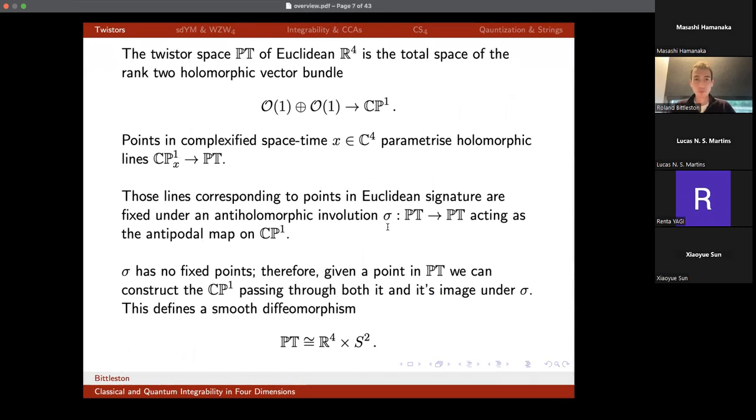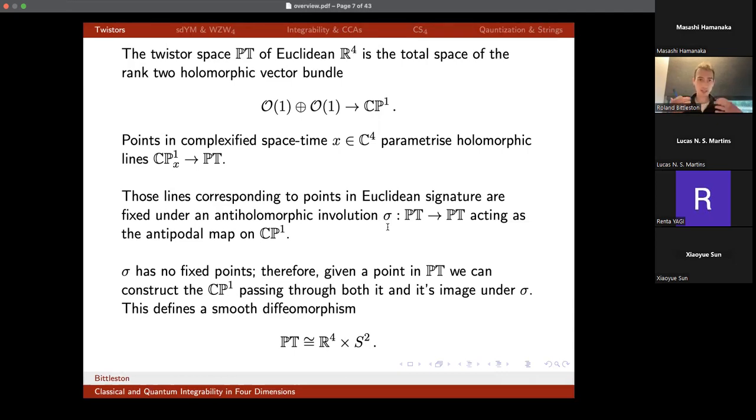So let's start with the simplest example of twistor space, the twistor space of Euclidean R4. I should say in this talk, I'm going to be working almost exclusively in Euclidean signature. But the nature of twistor space is it's a complex manifold. We're going to be studying holomorphic theories on that complex manifold. One consequence of that is the things that we're going to compute are going to be rational or meromorphic, and they can have poles. Often they'll have poles on complexified light cones.